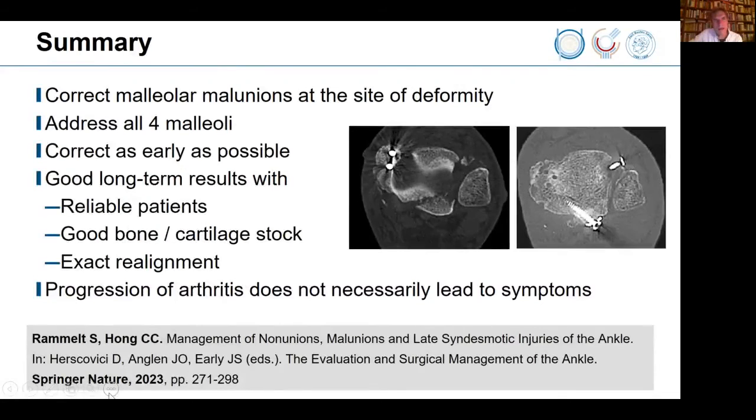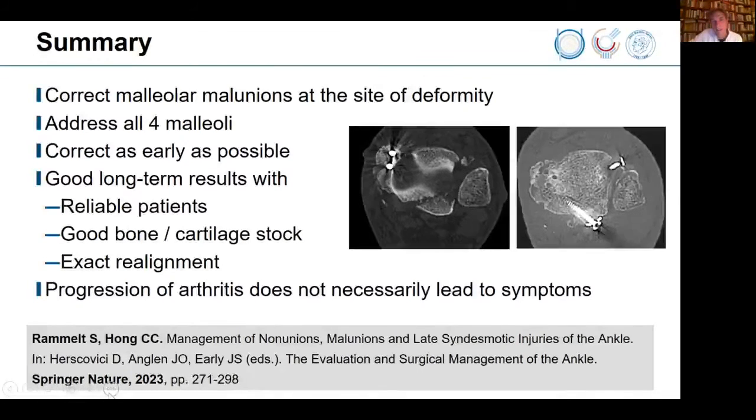Address all 4 malleoli, correct as early as possible, because then it is number 1 easier, and number 2, hopefully the arthritis hasn't gone too far, and you can get really good long-term results if the patients are reliable, if there's still some reasonable bone stock and some cartilage. Of course, if the cartilage is gone over most of the joint, then you can even go straight on to a fusion, and you need, at least this time, exact realignment.